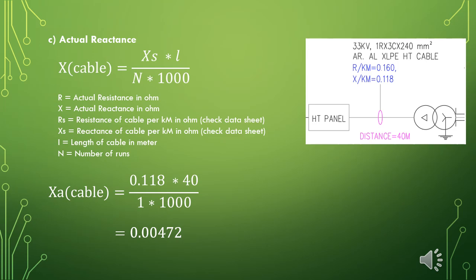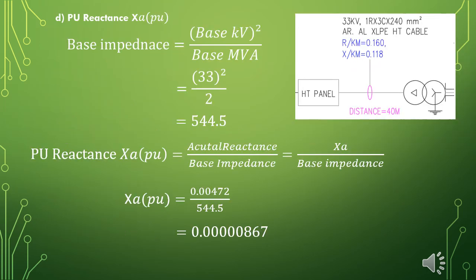To calculate the actual reactance, follow the same steps as for resistance, but substitute the reactance value from the datasheet. Input the new reactance value, keeping the length and number of runs the same. This will give the actual reactance. To calculate the per unit reactance, simply divide the actual reactance by the base impedance. This will give you the per unit reactance value.